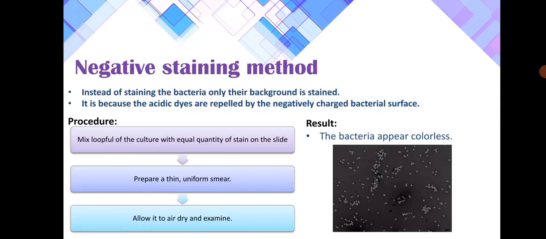Negative staining method. Instead of staining the bacteria, only their background is stained. It is because the acidic dyes are repelled by the negatively charged bacterial surface. The bacteria appear colorless against a dark background.